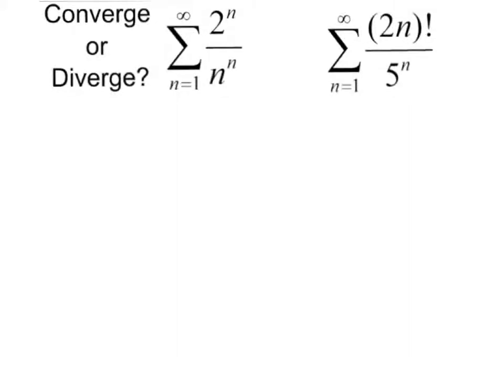In this video, we're just going to do a couple of review topics from this chapter, and even an older review topic. So here we've got 2 to the n over n to the n. When I see powers or exponents, I usually begin to think automatically of the ratio test.